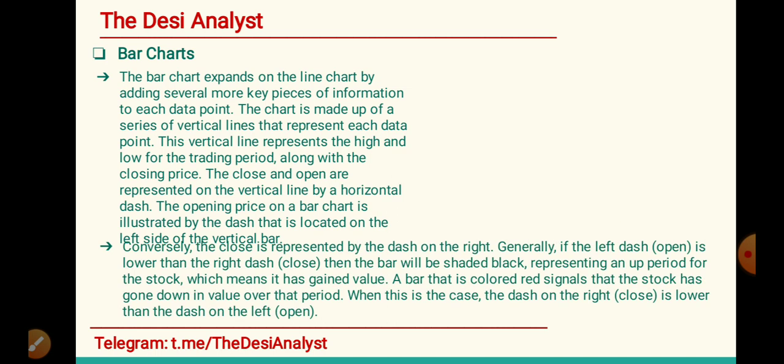Conversely, the close is represented by the dash on the right. Generally, if the left dash, the open, is lower than the right dash, the close, then the bar will be shaded black, representing an up period for the stock, which means it has gained value. A bar that is colored red signals that the stock has gone down in value over that period. When this is the case, the dash on the right, the close, is lower than the dash on the left, the opening.